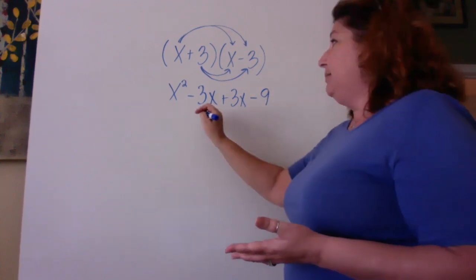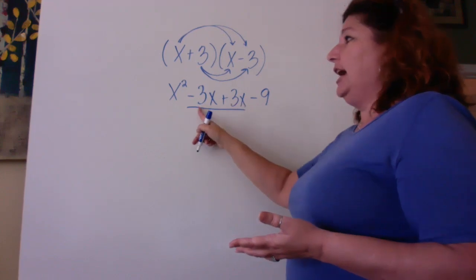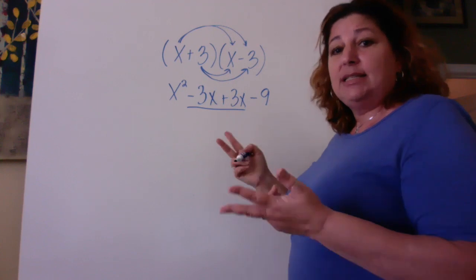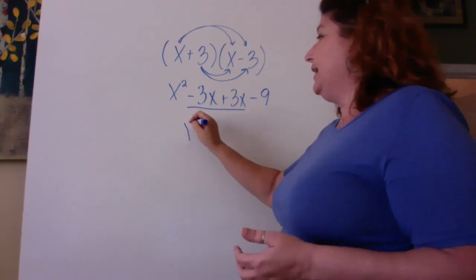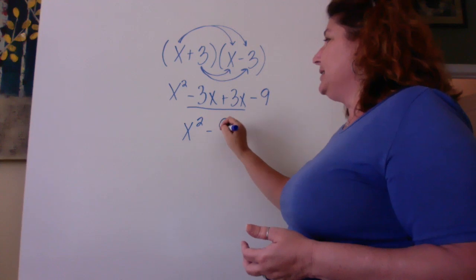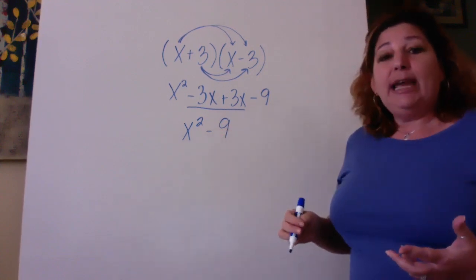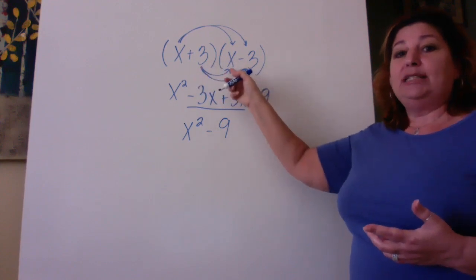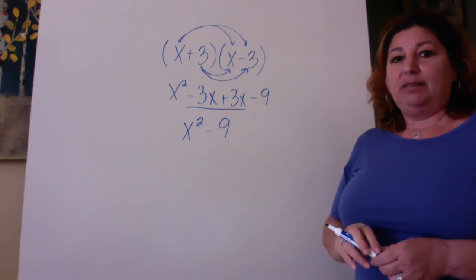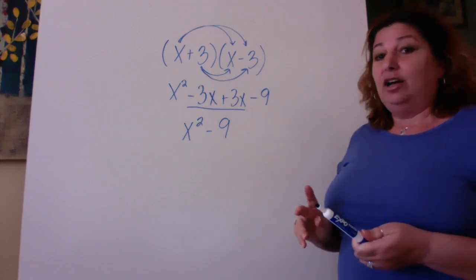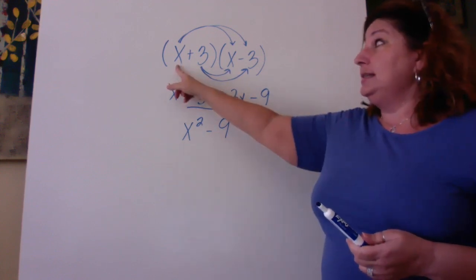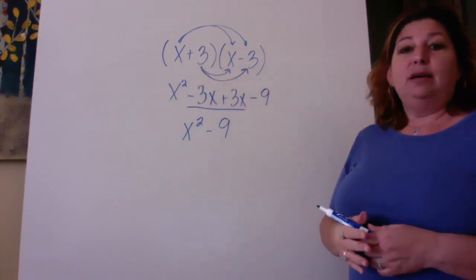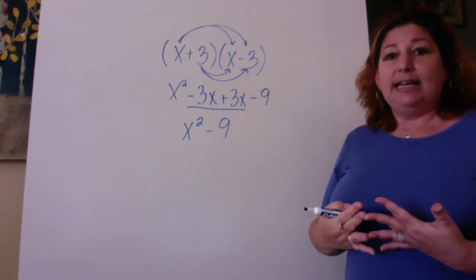So when I combine my like terms, what happens with the negative 3x and the positive 3x? They're opposites, so they cancel out. So I'm left with x squared minus 9. Now, this will only happen if you have the same constant, but one's negative and one's positive, okay? Basically all we're doing is squaring the x and squaring the constant, because those middle terms are automatically going to cancel each other out.